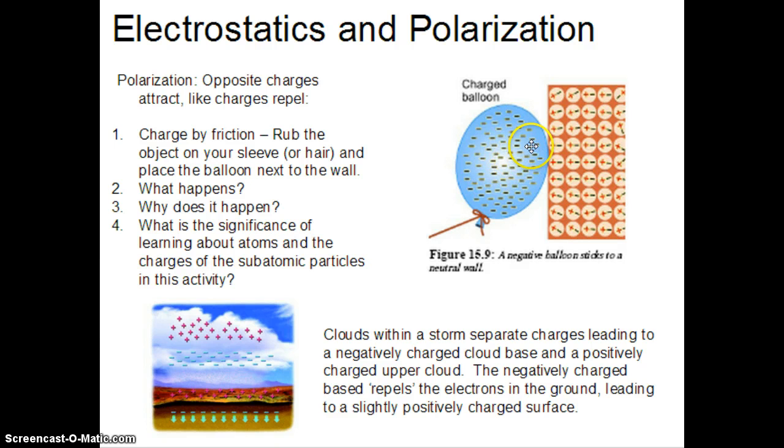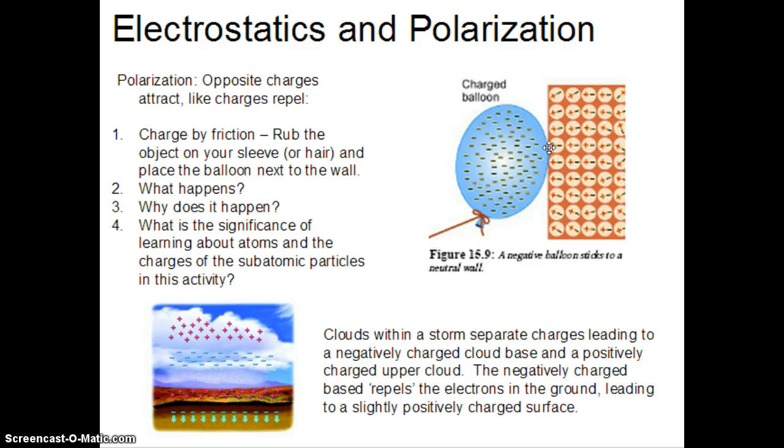The negative charge repels electrons in the wall. Notice the wall doesn't move, the electrons are repelled. As a result of this, polarization occurs because it creates a slightly temporary positive charge, which then allows the balloon to stick. The negatively charged balloon is going to stick to the slightly temporarily positive charges in the wall, and this creates electrostatic forces. Now we'll apply this when we look at Coulomb's Law here in just a moment.